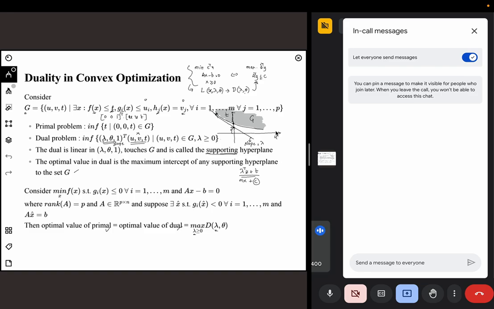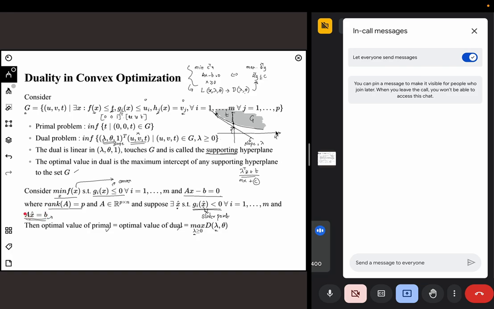Or to put it simply, when you have to minimize f of x subject to g of x less than or equal to 0, all of these being convex, and you have Ax minus b equal to 0 with a full row rank matrix, then there will always be x hat such that this is satisfied. So this is essentially my Slater condition. X hat is my Slater point.